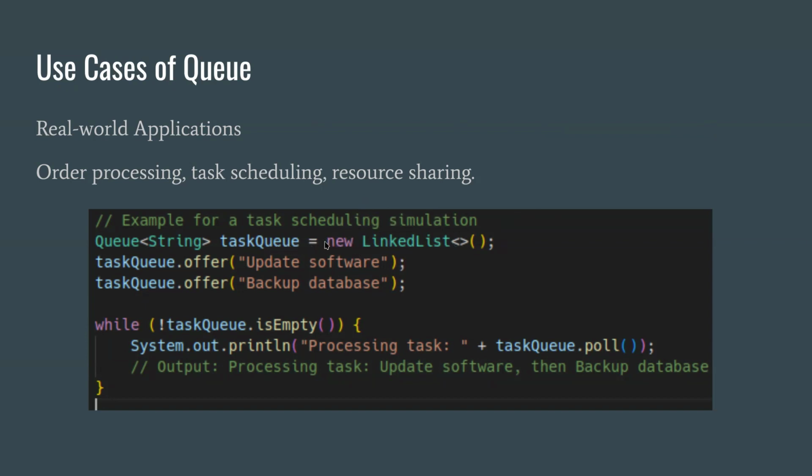So we create a task queue, and then while the task queue is not empty, we'll print out "Processing task" and call taskQueue.poll. So we can see that this example illustrates basic queue operations and highlights how intuitive working with queues can be.